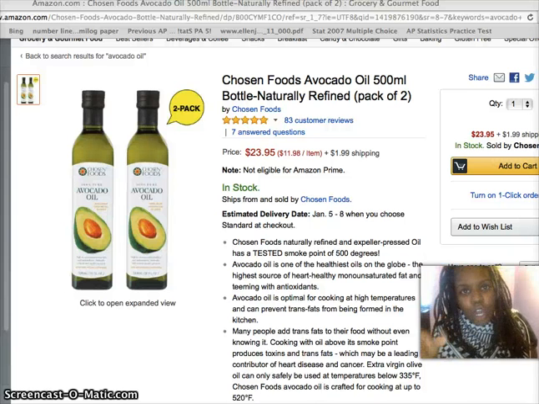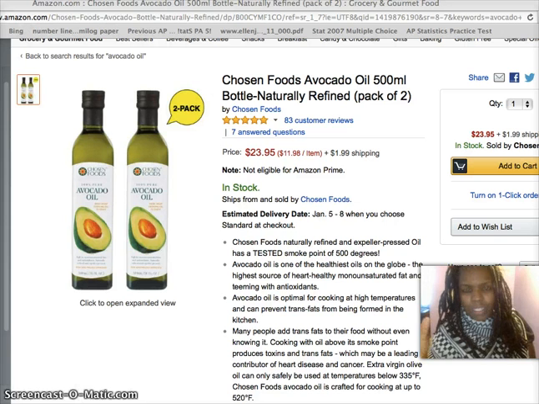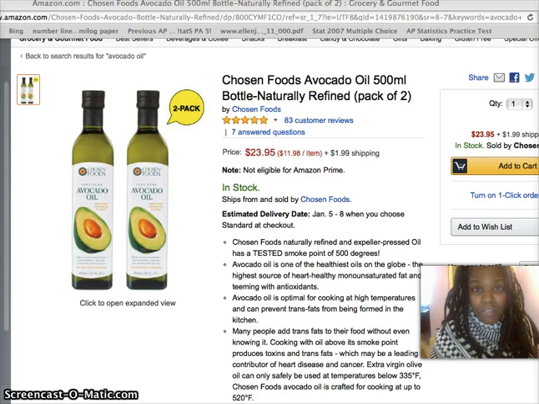All right, guys, so you caught me on Amazon. Here's the deal. I like avocado oil. I bought a bottle of it from BJ's and I don't remember the price, but I hadn't been able to get to BJ's, so I went online to see if I can get it on Amazon.